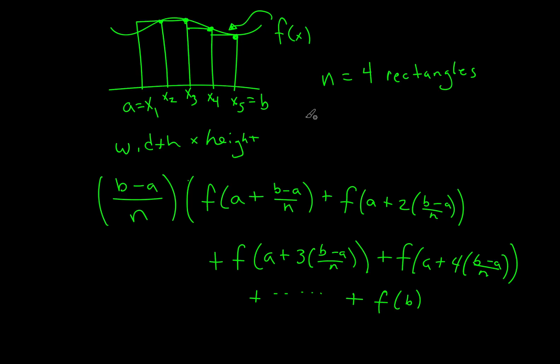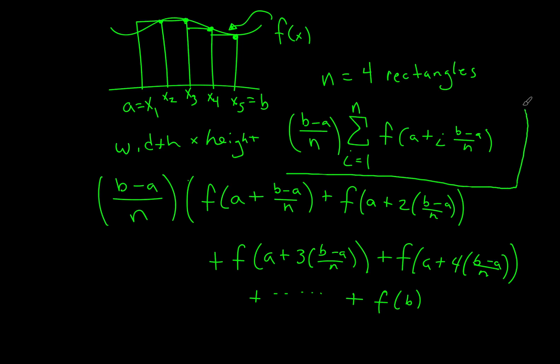If we write that in summation notation, first we have the width, b minus a over n, and the height is the sum from i equals 1 to n of f of a plus one of those widths, a plus i times b minus a over n. And here is a formula then that we can use to approximate the area under the curve using however many rectangles we would like.